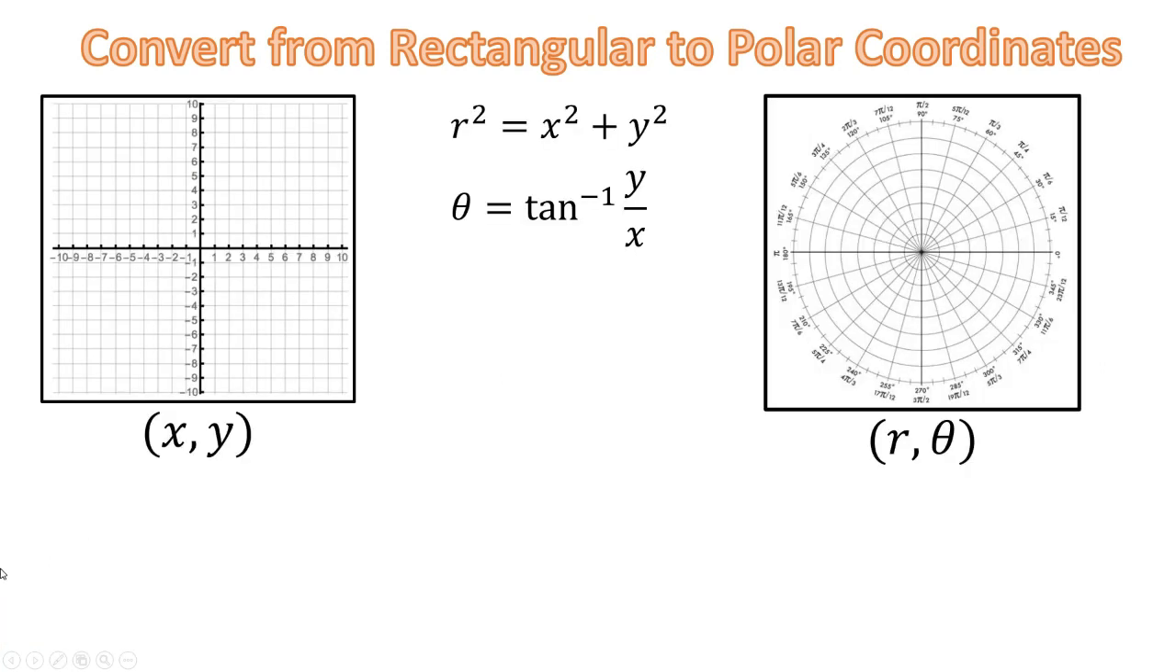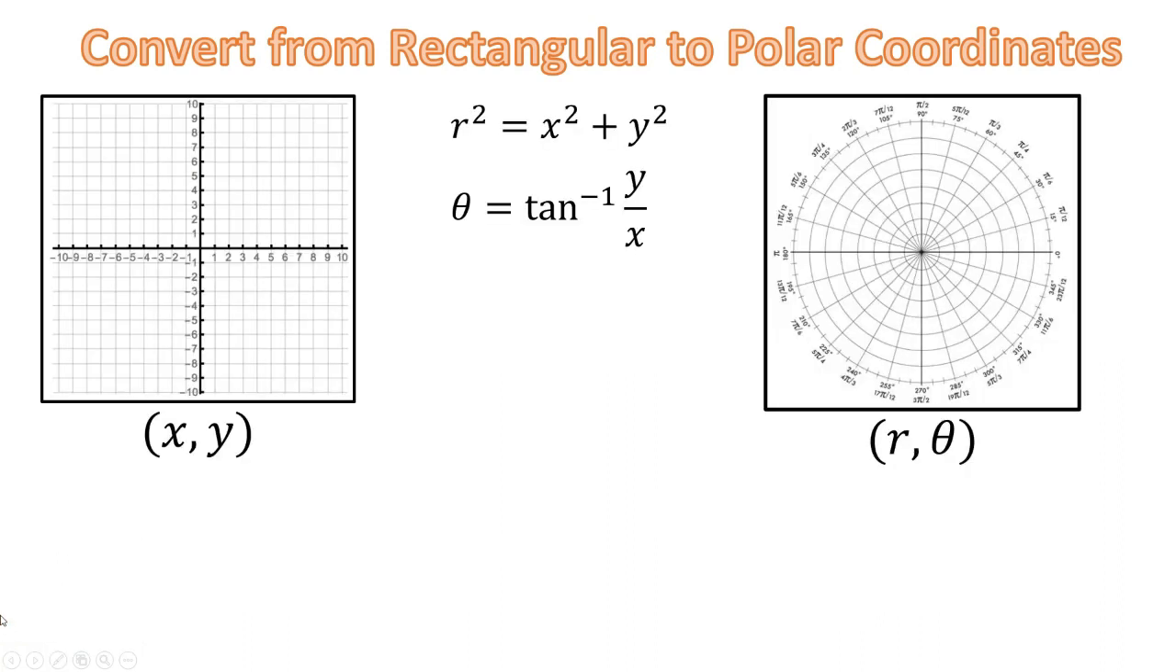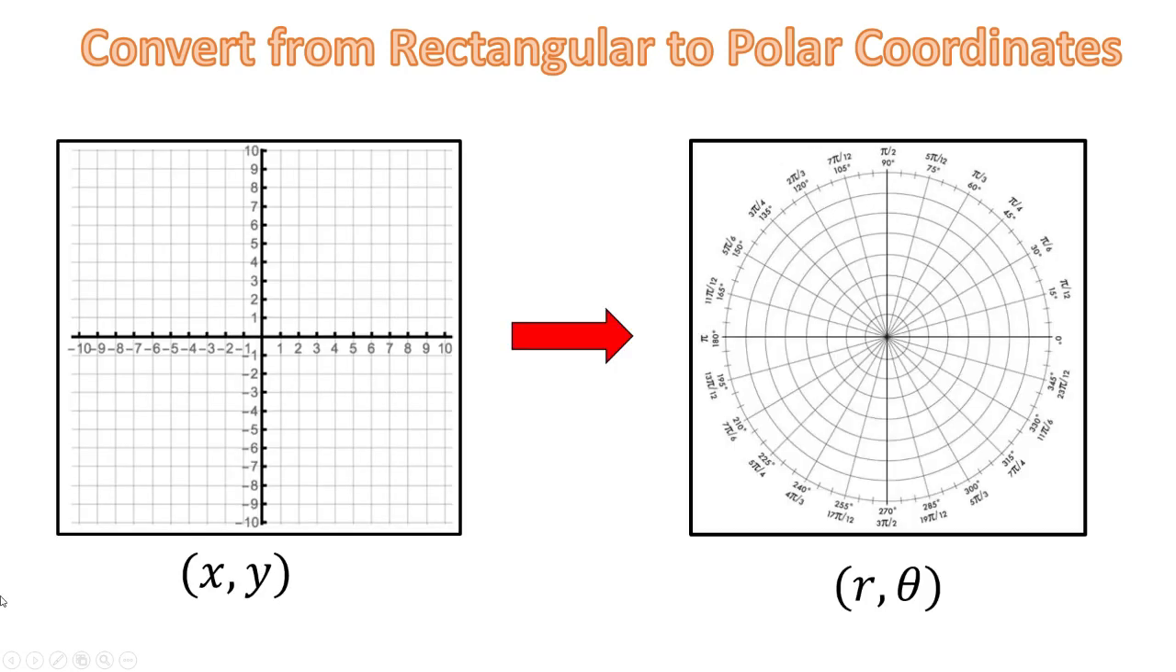On the left side, we have the rectangular coordinate system. On the right side, we have the polar coordinate system. In the rectangular coordinate system, you use x and y. You select the value of x and y, and you plug in the coordinate system. But in the polar coordinate system, I use the radius r and the angle theta.